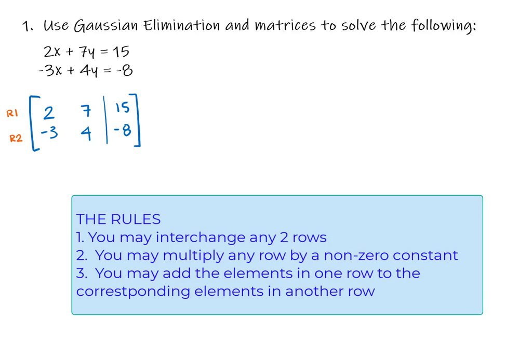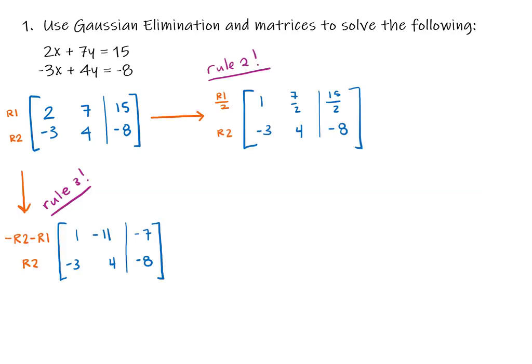Now if I decided to divide row 1 by 2, then I would have 1, 7 over 2, and 15 over 2. And that's completely fine if you want to do that. However, if you want to avoid fractions, then we could also go with a third option, which says we can add elements of one row to the corresponding elements in another row. Let me show you both options.